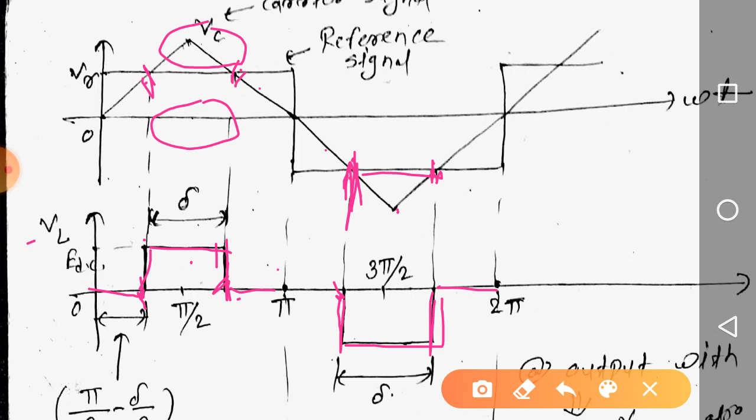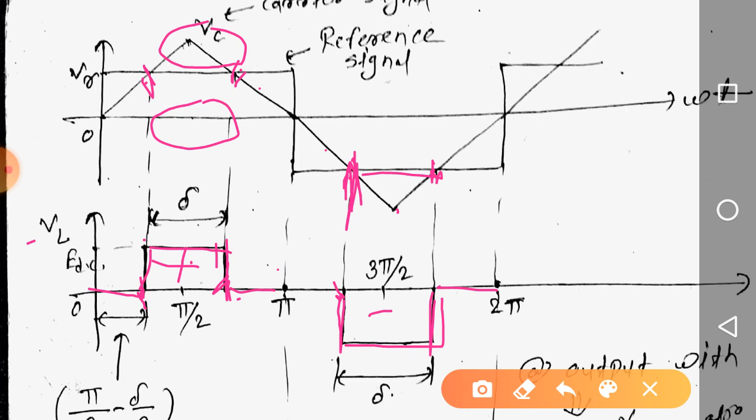So simply can we say that when VC becomes greater than VR and S1, S2 are in the on state, output voltage will be plus EDC. When VC is less than VR, output voltage will be 0. When VC is greater than VR, in order to get the negative cycle, S3, S4 are turned on, and output voltage will be minus EDC. Are you getting the point, right?